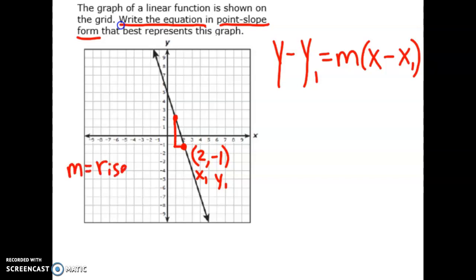So I'm going to let you find the rest of it. Find your rise and your run, and see what your slope is. And you're going to plug it in for m. And then plug in either of those two points, really. You could plug in (2, negative 1), or you can plug in the point (1, 2) as well. So give it a shot. Good luck.